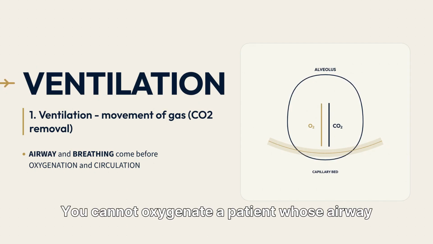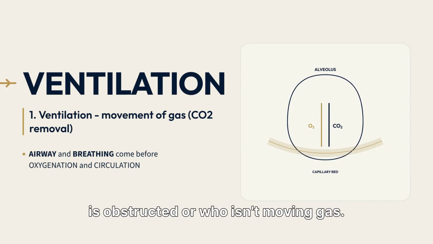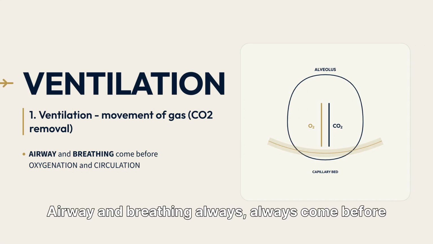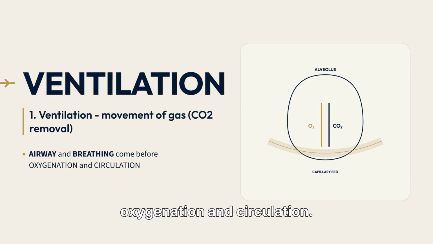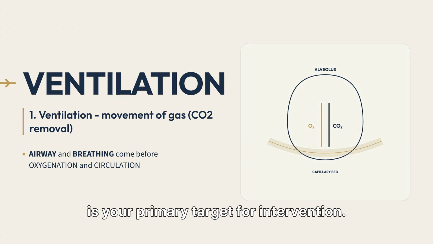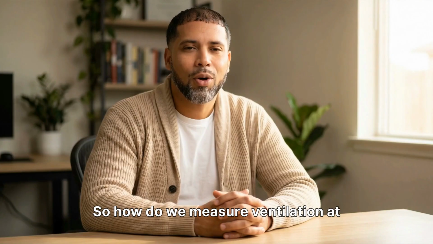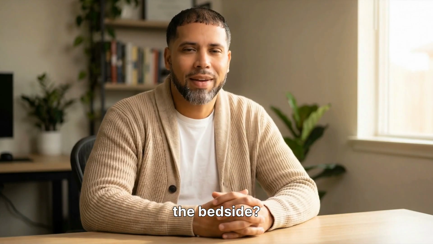You cannot oxygenate a patient whose airway is obstructed or who isn't moving gas. Airway and breathing always come before oxygenation and circulation. This is the AB before C. If the CO2 is rising and the patient is failing to move air, that is your primary target for intervention. So, how do we measure ventilation at the bedside?